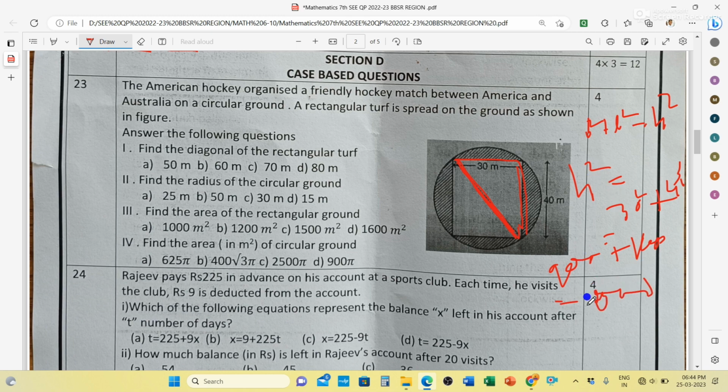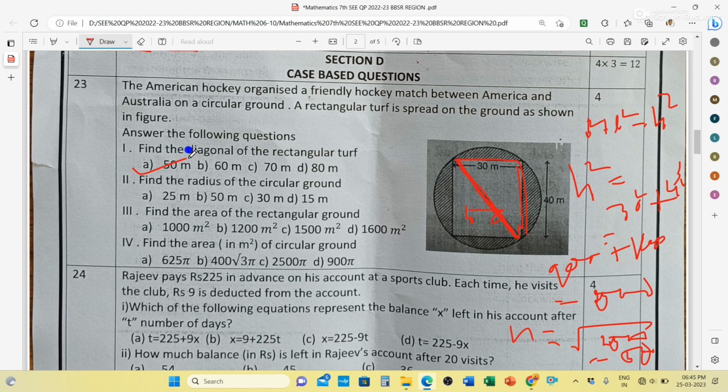So h square equals 2500, h equals the square root of 2500, so that will give 50. So it will be 50 meter. So the diagonal of the rectangular turf will be 50 meter.